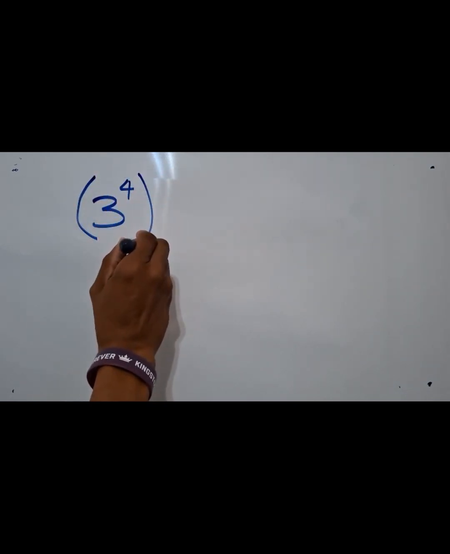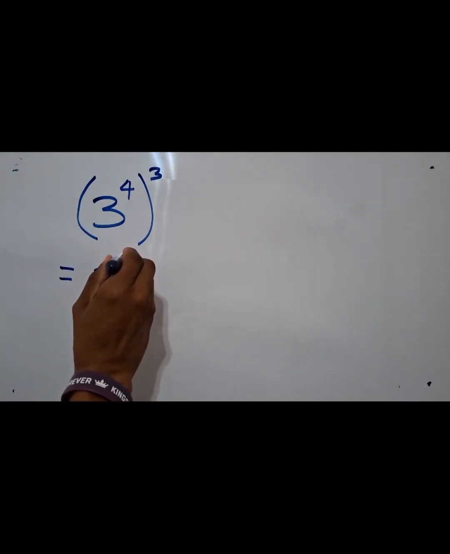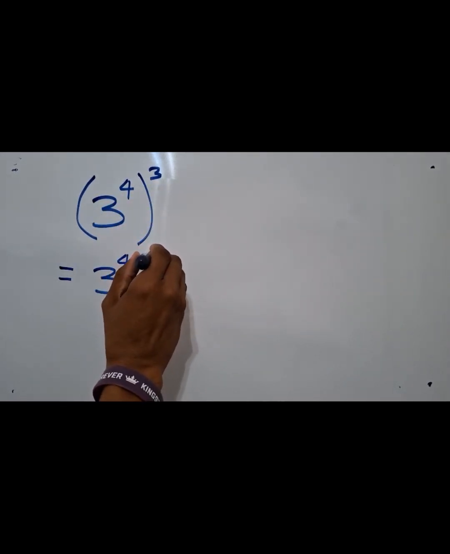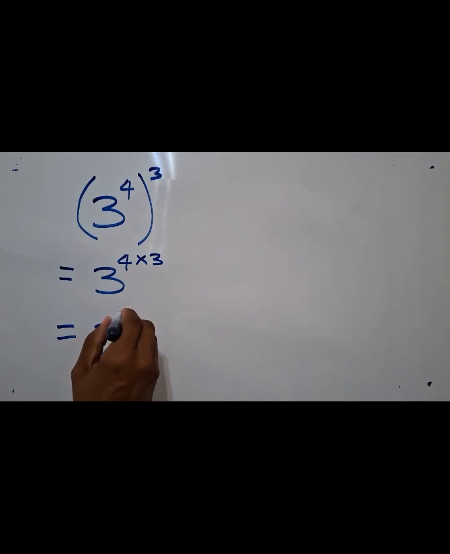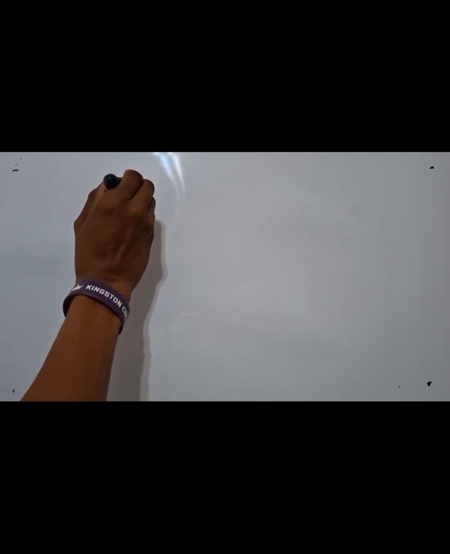All right, let's do another one. 3 raised to the power 4 in brackets, and that's raised to the power 3, is equal to 3 raised to the power 4 times 3. So the answer will be 3 raised to the power 12, because 4 times 3 is equal to 12. So we just multiply the powers.